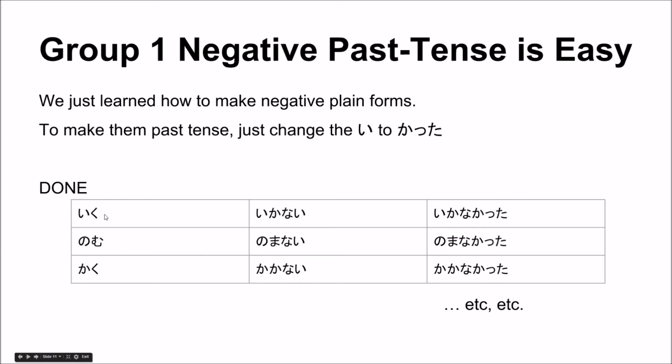So iku, the negative was ikanai. We just learned that, ikanai. Then we just change that last i to a kata. Ikanakata, for the rest of your days. Nomu, nomanai, nomanakata. Kaku, kakanai, kakanakata. Basically just negative form them, chop off the i's, add kata. You got yourself a negative past tense verb.